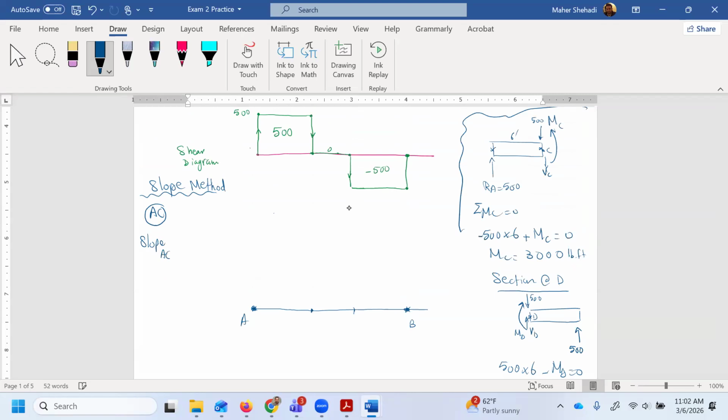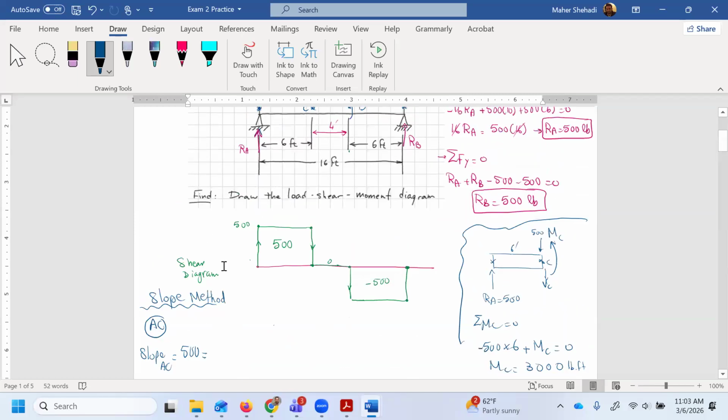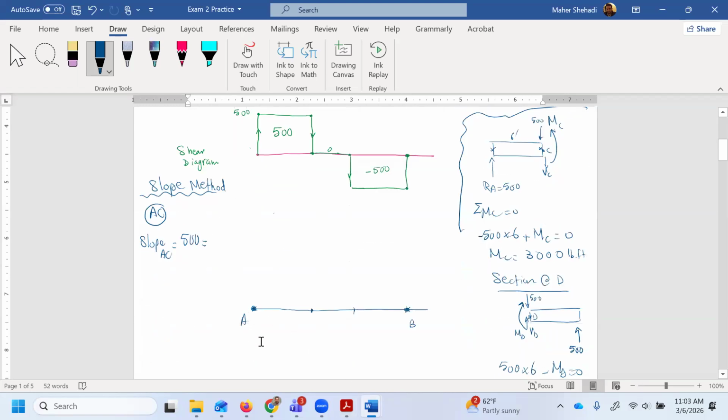Slope for AC, it's positive 500. And that's equal to y2 minus y1 over x2 minus x1. What's the y when we do the bending moment? That's actually what we're trying to plot, and the y is the moment. So it's MC minus MA divided by XC minus XA. That's the 6 feet. We already said MA, that's the end, is equal to 0. So if you plug in 0, this cancels out. Multiply both sides by 6. Therefore, MC is 3,000 foot-pound.